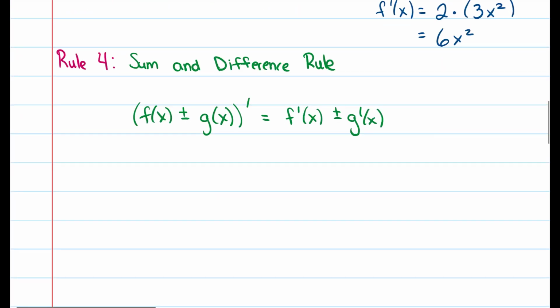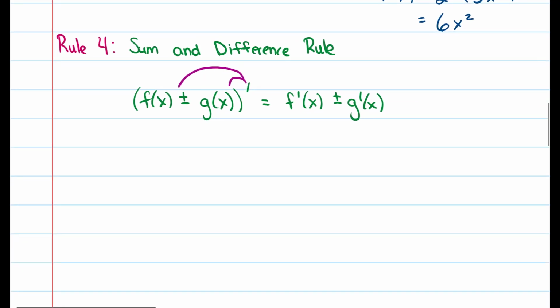The next one we're going to learn is called the sum and difference rule. And this says that the derivative of a sum is the sum of the derivatives. So the derivative can, quote-unquote, distribute to the two functions. And I'll show you what I mean by that. And we kind of saw that in the last example as well.